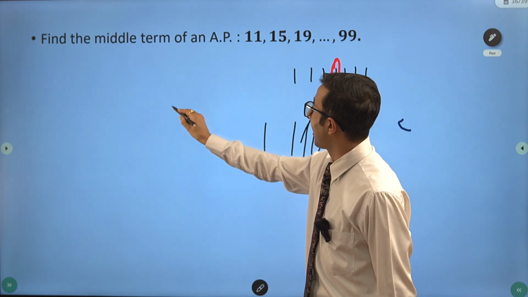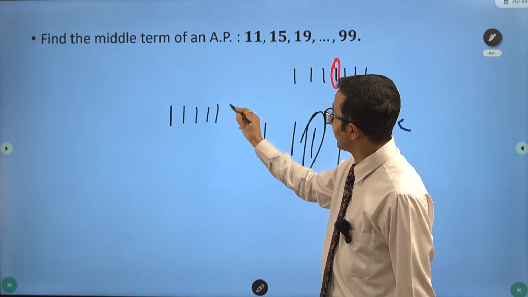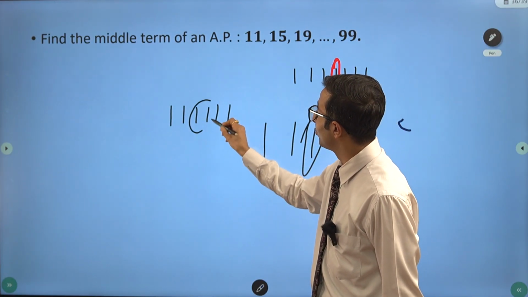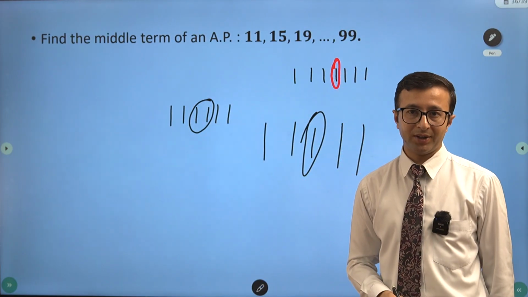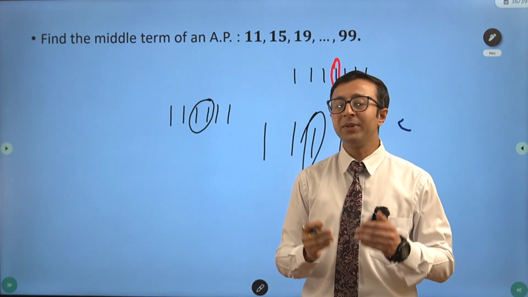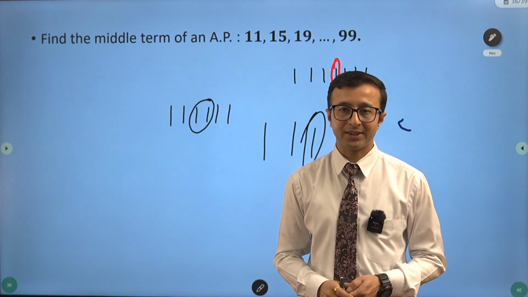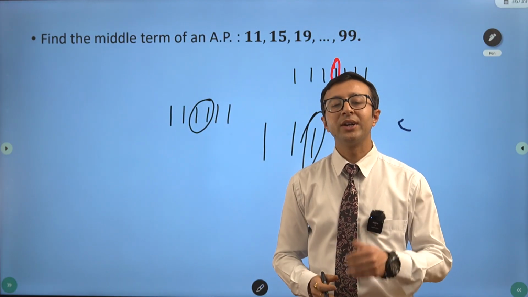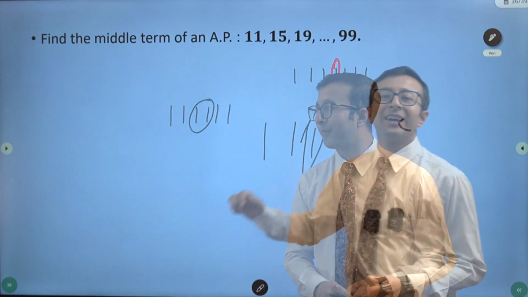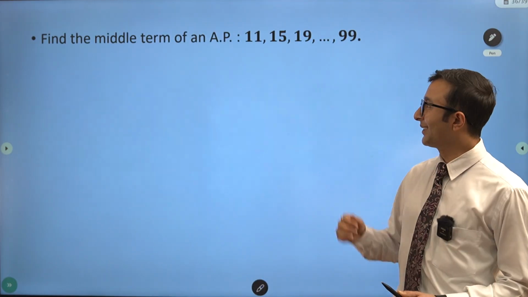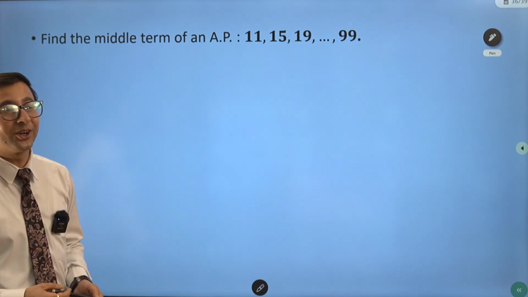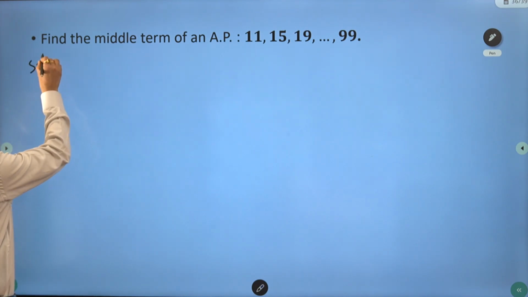But if we have this type, an even number of terms, then we will be getting 2 middle terms. But in the case of the median from the chapter statistics, if we are getting 2 such middle values, then we need to find the mean of those 2 values. There is some method to solve this problem. First of all, you know that we need to find out how many terms there are.